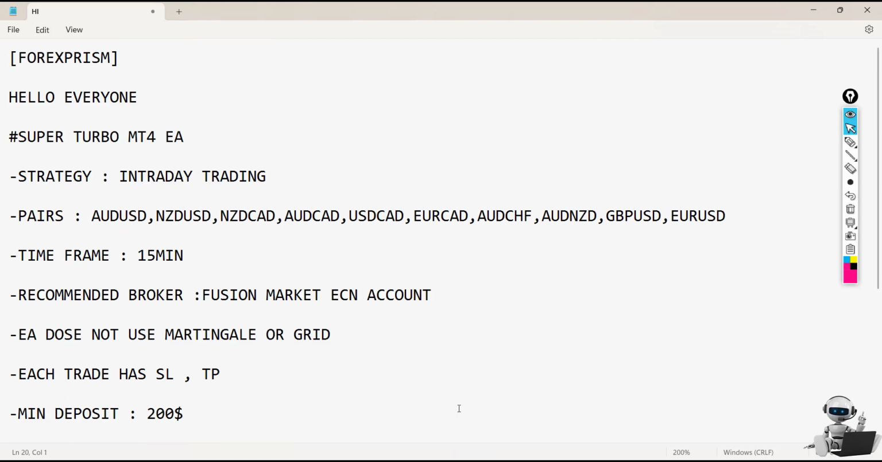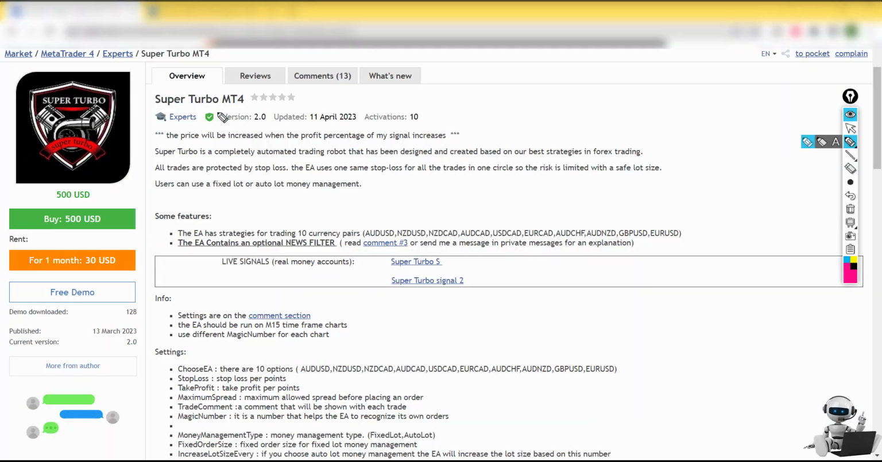So let me go to the overview. So what we can see here, Super Turbo MT4, we don't have much information or data on this EA. It is new, but there is some live result, one or maybe two live results. We can analyze it and get a conclusion.